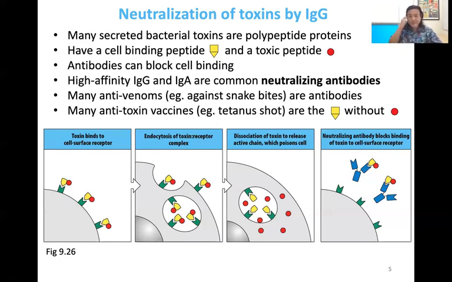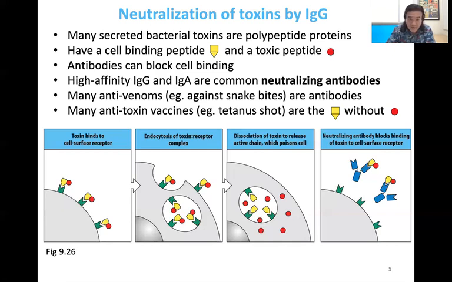Many antitoxin vaccines, for example, the tetanus shot. I think most, if not all of you, have been vaccinated against tetanus. And then, every few years or so, you go to your doctor just for a regular checkup. Although, most of you, since you're college students, I don't know when the last time is you've been to your doctor, right? I know I never went when I was a college student.